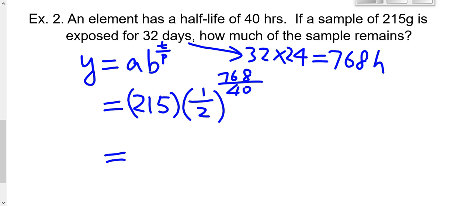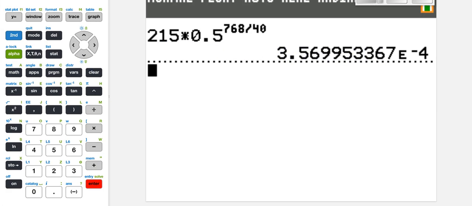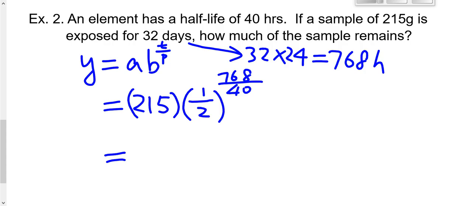Now all you have to do is quickly plug that into your graphing calculator. If you punch this into your graphing calculator, you would see something like this. Okay, so what does that mean? This means times 10 raised to the power of -4, right? 3.57. You can write down 3.6 if you want. The question did not talk about rounding, so times 10 raised to the power of -4.